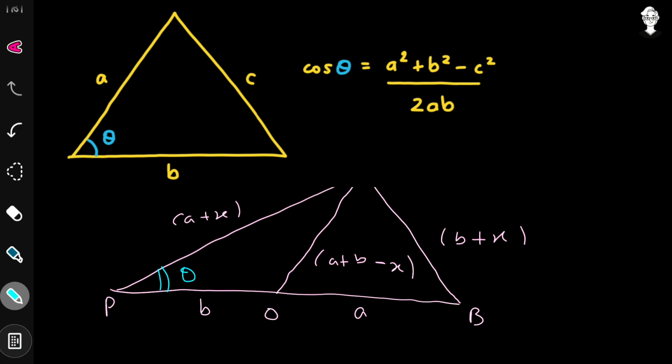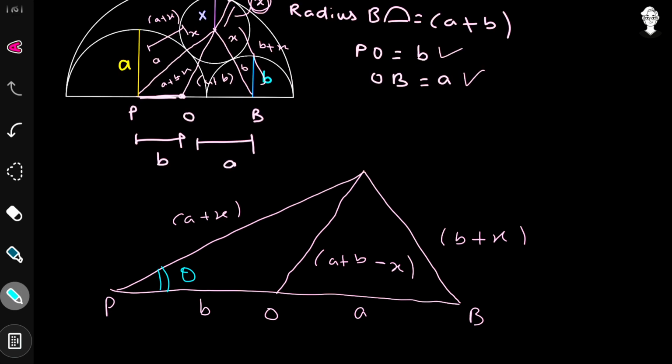So a square plus b square minus the square of opposite, so minus c square, upon 2 times the product of adjacents, so 2 times a times b. The same cosine rule we will apply in this triangle. So first of all, we'll take this particular angle theta and apply the cosine rule in this triangle.